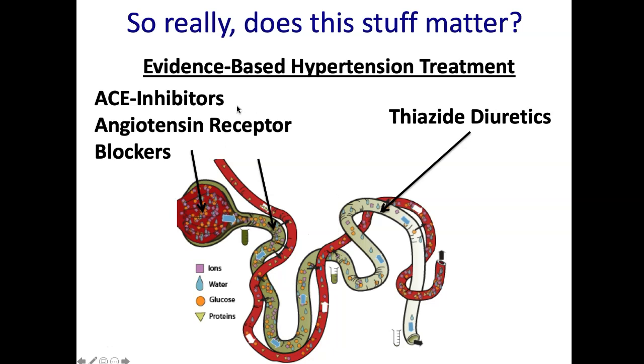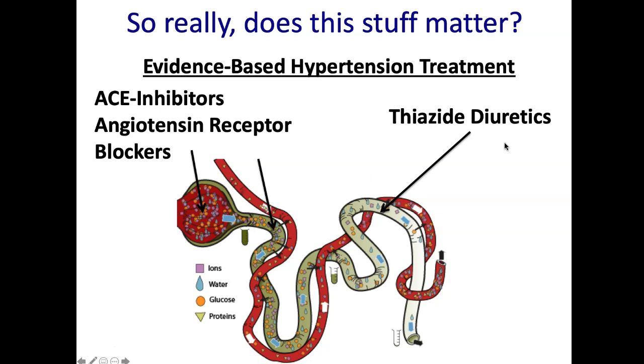Okay, so ACE inhibitors and angiotensin receptor blockers, these are medicines that will augment glomerular filtration. And because angiotensin 2 does stimulate proximal sodium reabsorption, we impact the ability of the proximal tubule to reabsorb sodium. Okay, so these are ways we can improve blood pressure. All right.